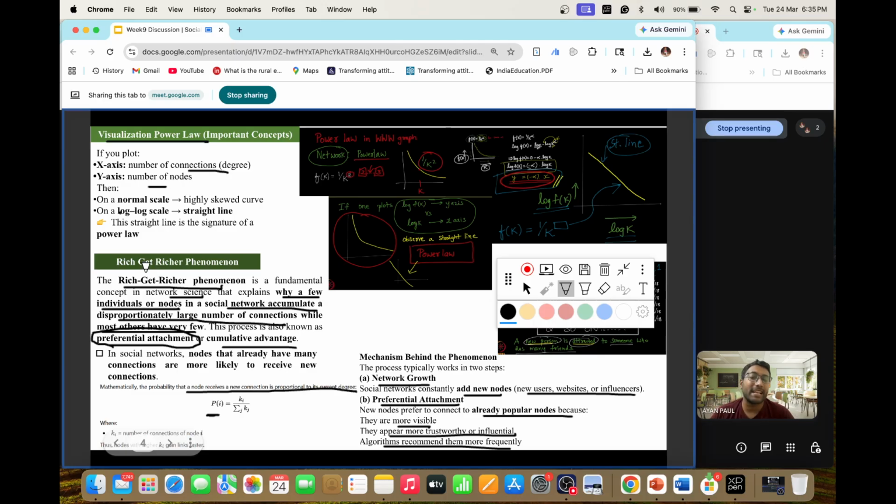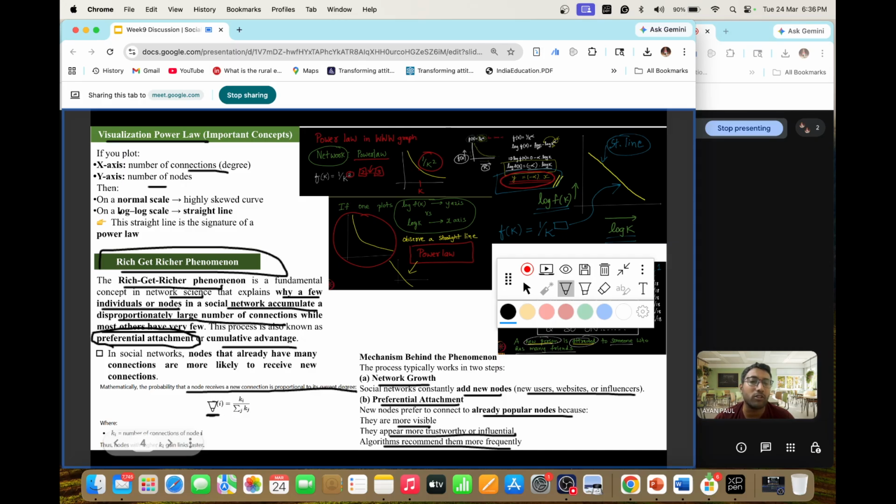The result of the power law is this rich get richer phenomenon: a few individuals or nodes in a social network accumulate a disproportionately large number of connections, while most others have very few connections. It happens in two steps. First is network growth: the social network adds new nodes or new users. Then we have preferential attachment: new nodes prefer to connect to already popular nodes. These are the two things that give us the rich get richer phenomenon.